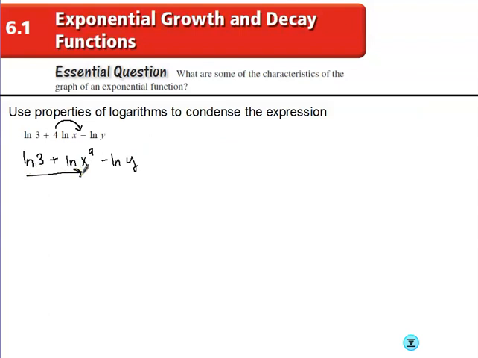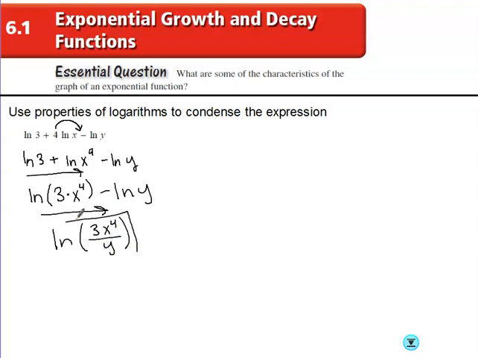So here I see addition. That will translate to multiplication inside the log. So 3 times x to the power of 4, minus ln of y. We continue working left to right. The subtraction implies division inside the log. So 3x to the fourth over y, and this would be our condensed form.